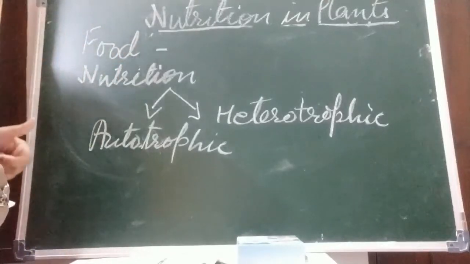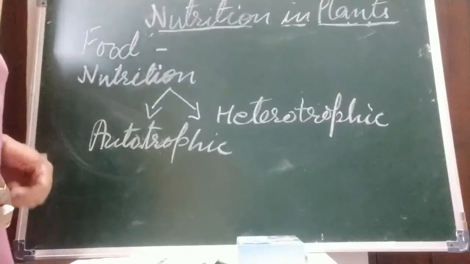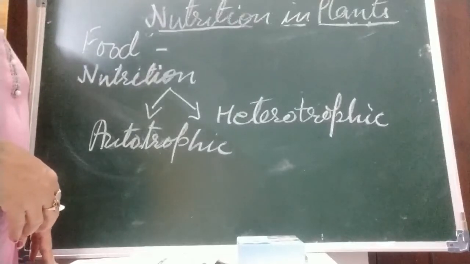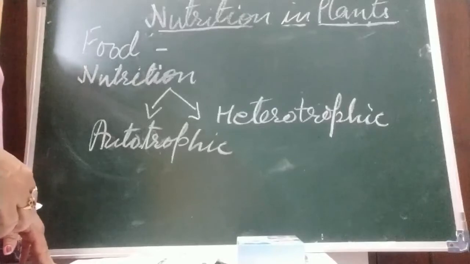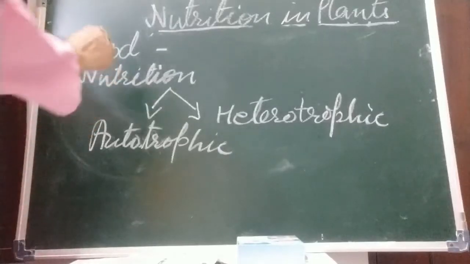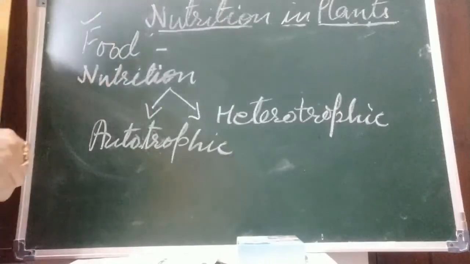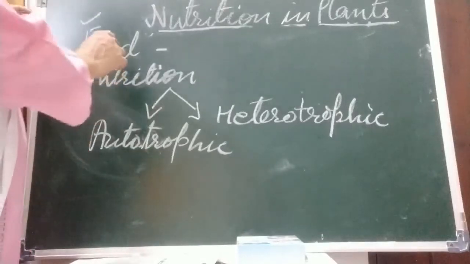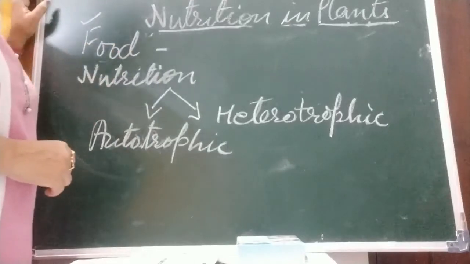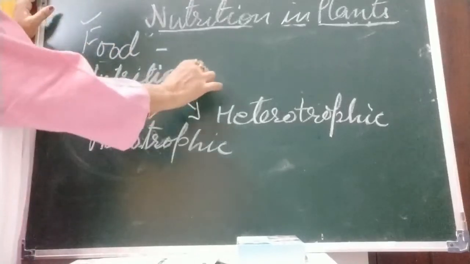First, what is food? Children, what is food? The substances broken down by chemical process in the body of an organism to give energy is called food. That is called food. So from food what do we get? When this food is broken down in our body, we get energy.